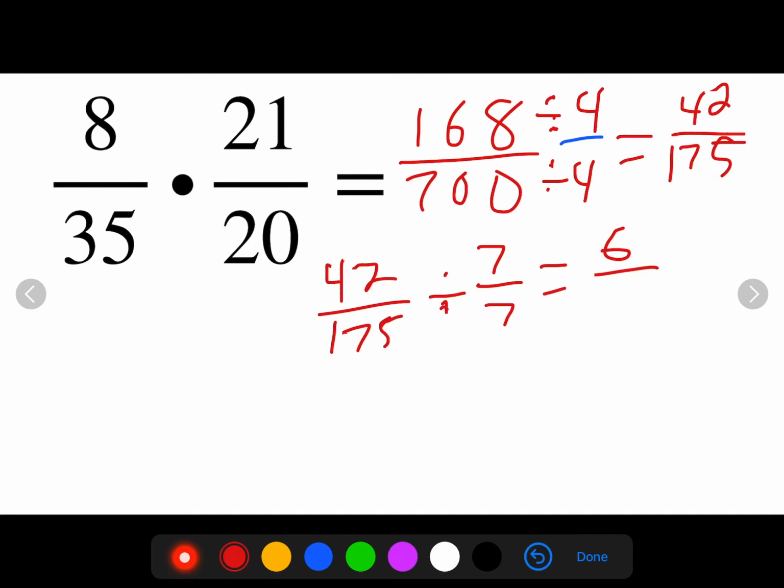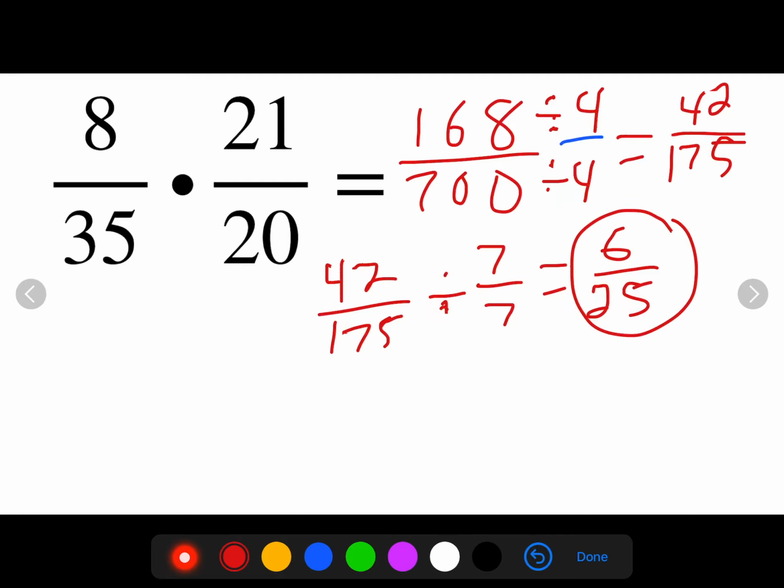7 goes into 17 twice with 3 left over and into 25. So therefore, the answer is 6/25. But what a pain. I wish there was an easier way. There is an easier way. Okay, I'm going to show you something.